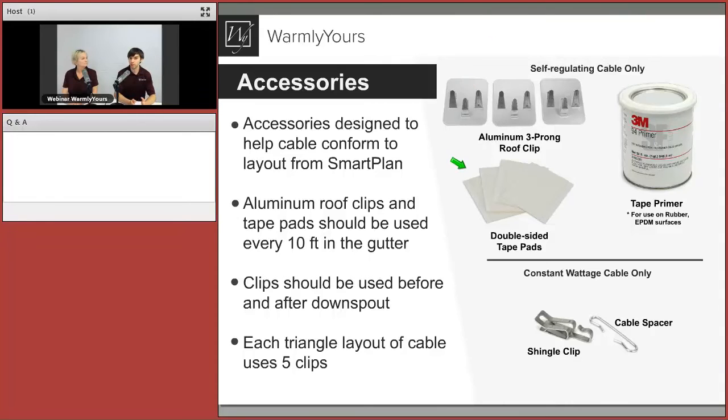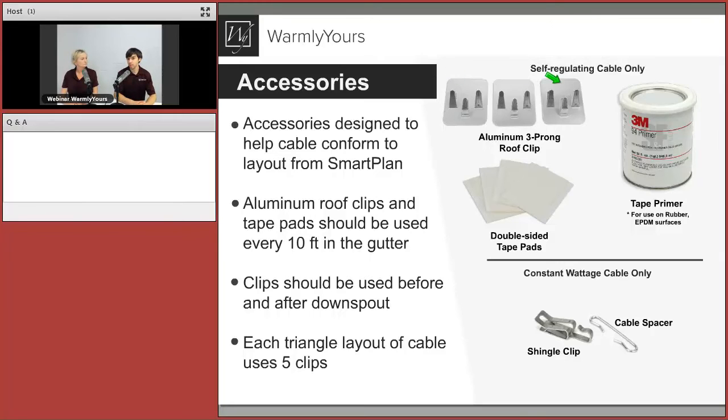You use those double-sided tape pads. They are very good, sticky, and really have a good adhesive. So you just attach those to the back of the aluminum clip, peel the other end of it, and attach it to that nice, clean, and dry asphalt shingle. Of course, you want to make sure it's warm. You don't want to install it when it's cold outside because the adhesion is not going to be as good. You usually would use about 5 clips per each zigzag triangle pattern, so the cable will stay in the right pattern.